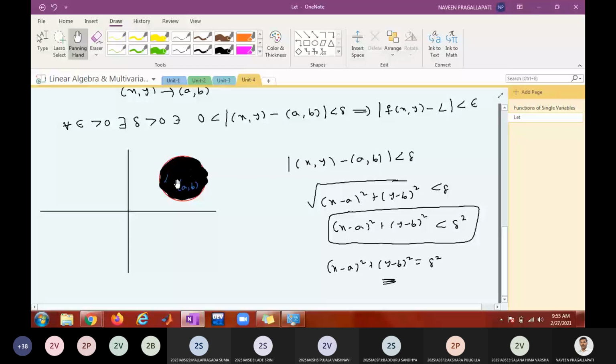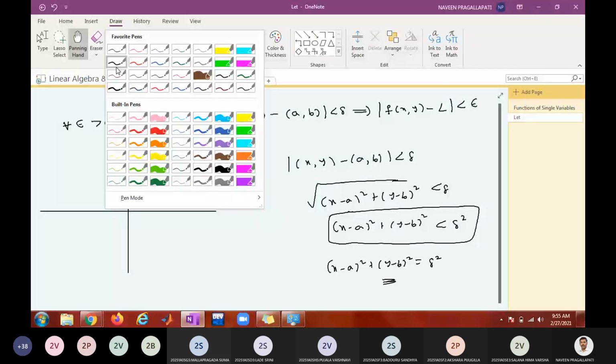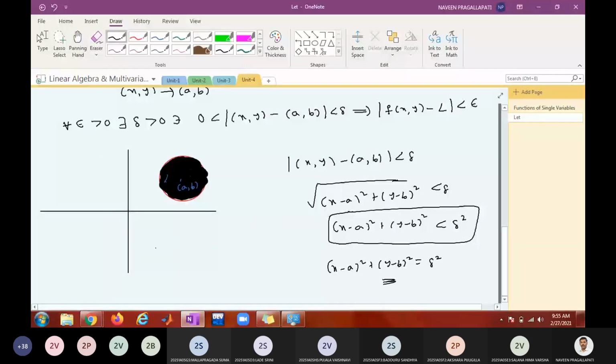Circular disc. Okay, there is a difference between circle and circular disc. This is a circle. What is a circular disc? This one. A circle is a curve, while a circular disc is a plane. Do you understand?